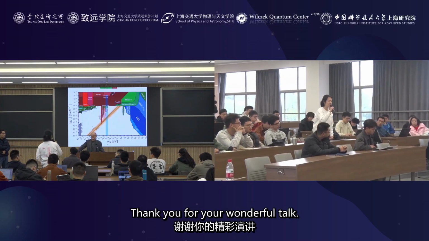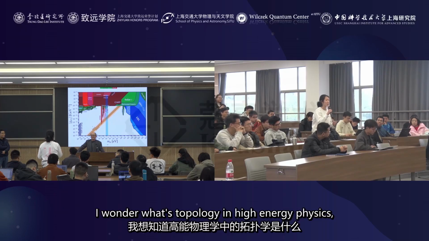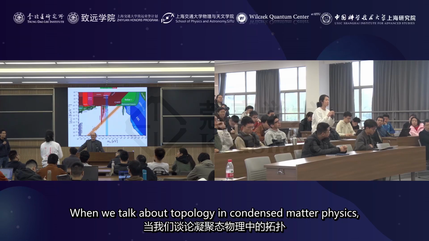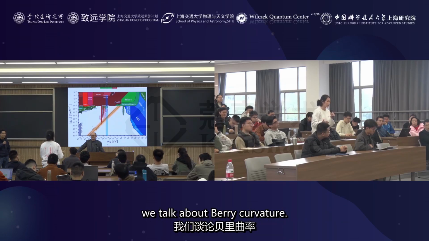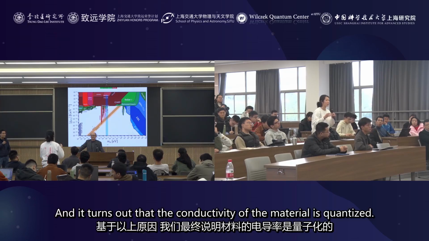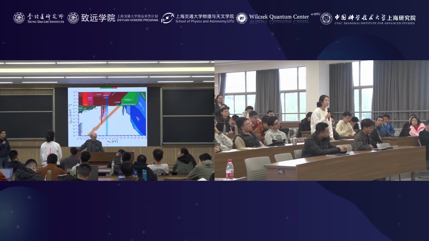Hi, Frank. Thank you for your wonderful talk. So I have a maybe naive question. I wonder what's topology in high energy physics, because I'm from condensed matter physics. When we talk about topology in condensed matter physics, we talk about Berry curvature or Chern number, and it turns out that the conductivity of the material is quantized. And we call this topology. And I wonder, what's topology in high energy physics?